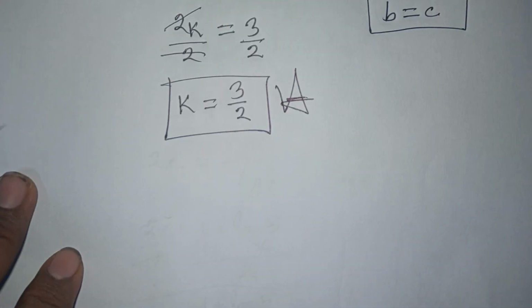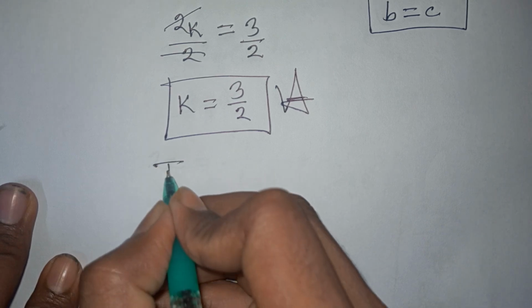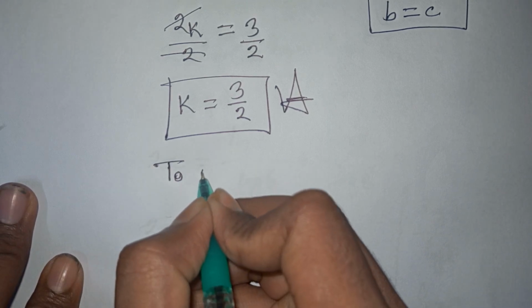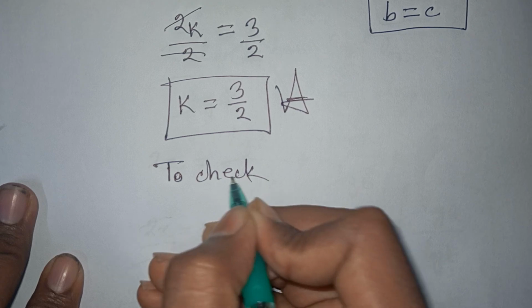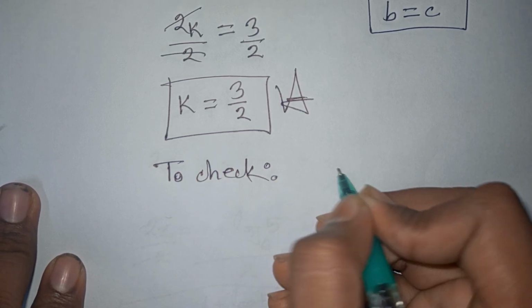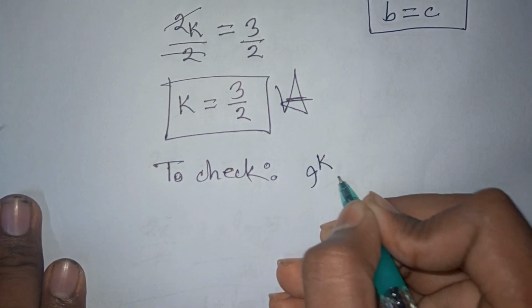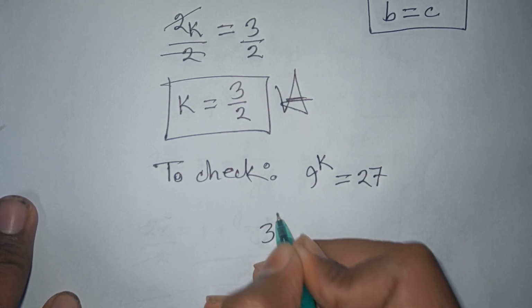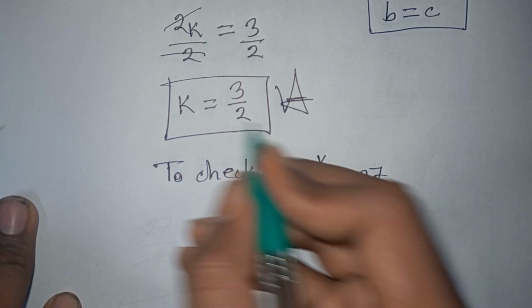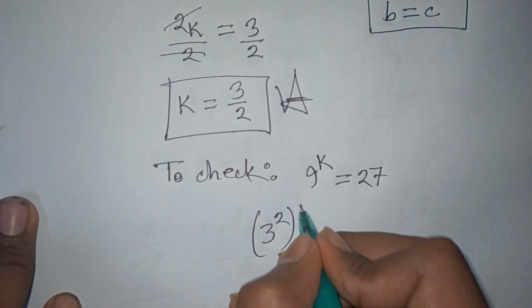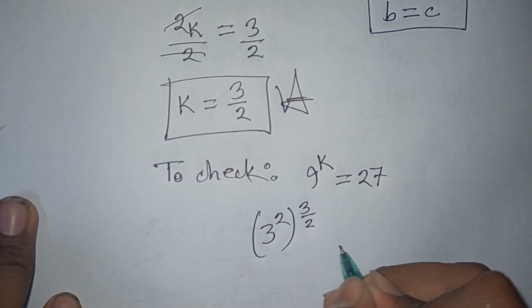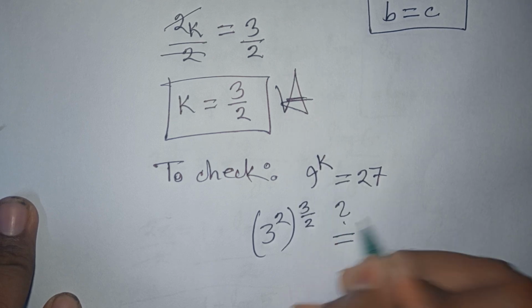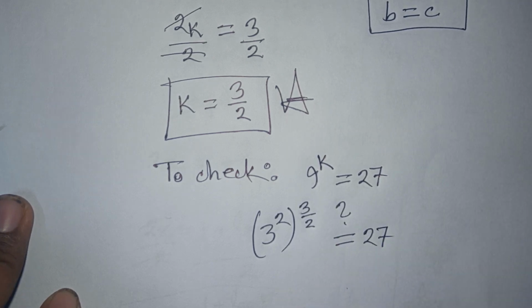Now to check our equation, 9 power k is equal to 27. Now 9 is the same as 3 power 2, then bracket power is k, that means 3 by 2. Is it equal to 27?